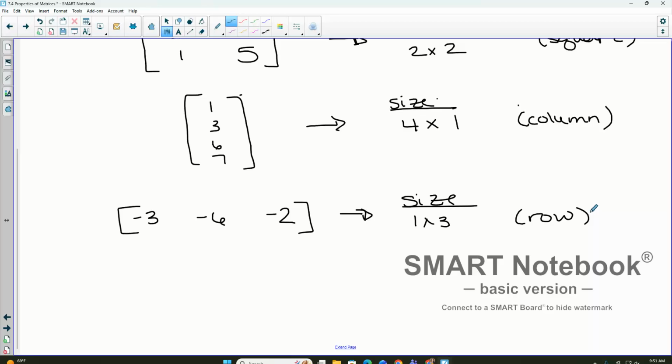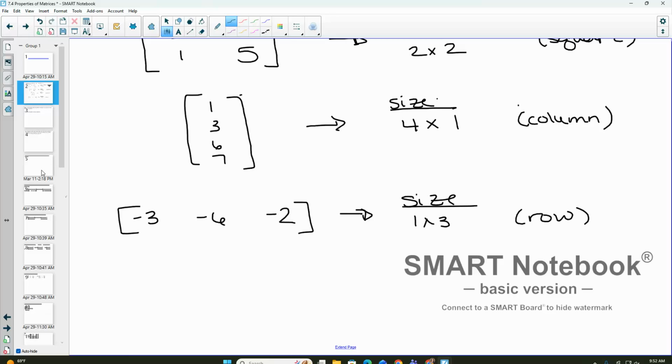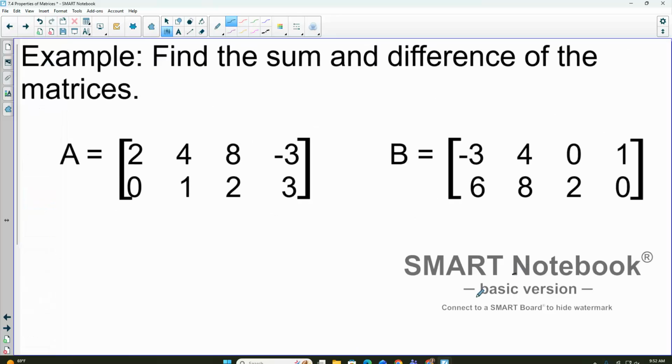So they have to have exactly the same numbers in the same positions. With matrices, we can do a lot of different operations with them. We can add, subtract, multiply, divide, all kinds of things. Today we're just going to look at basics, like adding and subtracting with our matrices. So, here are 2 matrices. Matrix A is this one, matrix B is that one.